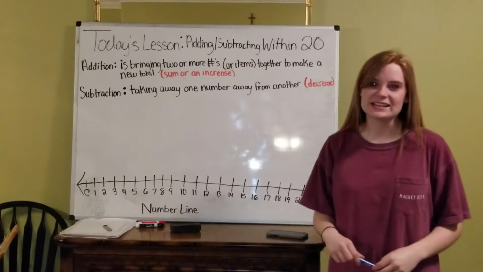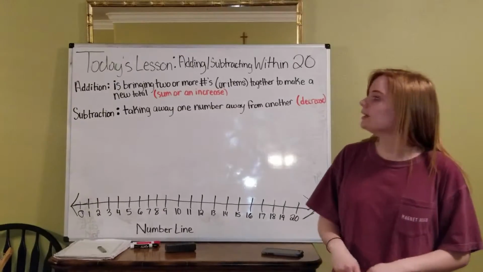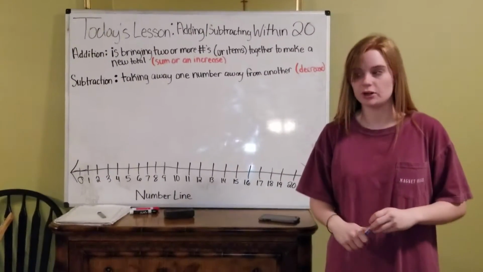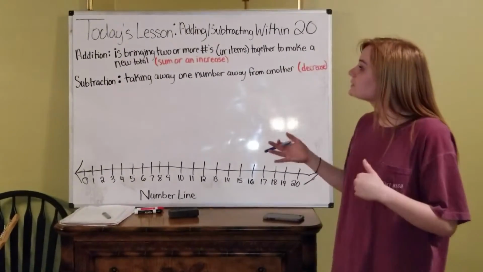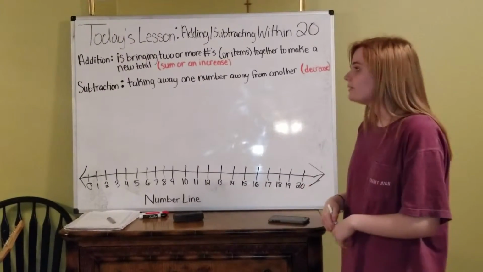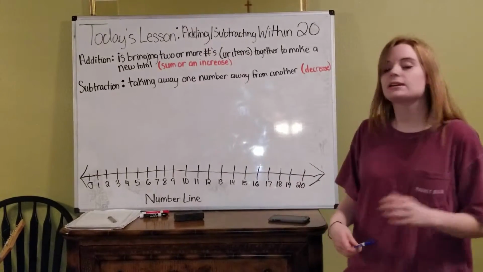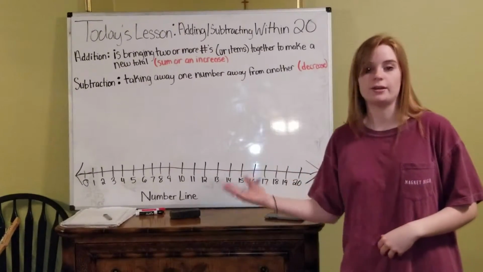Alrighty guys, in today's lesson we're going to be adding and subtracting numbers within the number of 20. Addition, if you remember last week in our lesson, is basically bringing two or more numbers together and getting a new total. The opposite of addition is subtraction. As you can see on the board, it's taking one number away from another number.